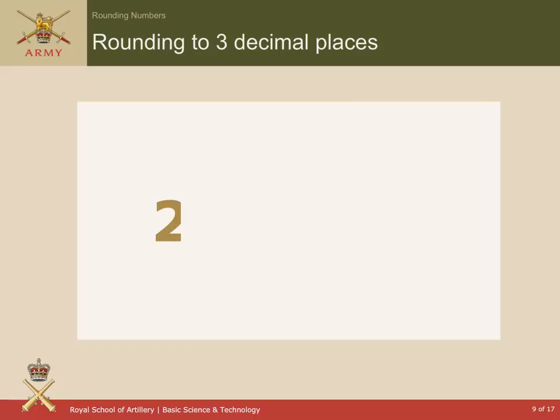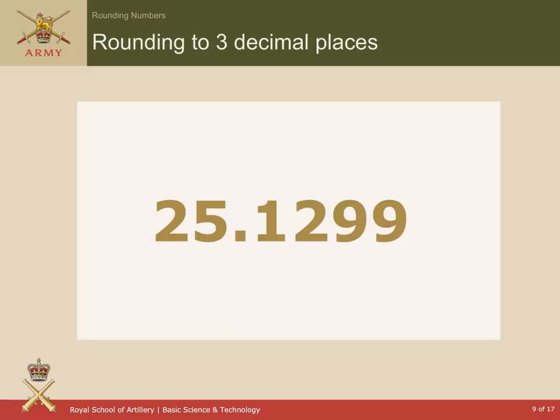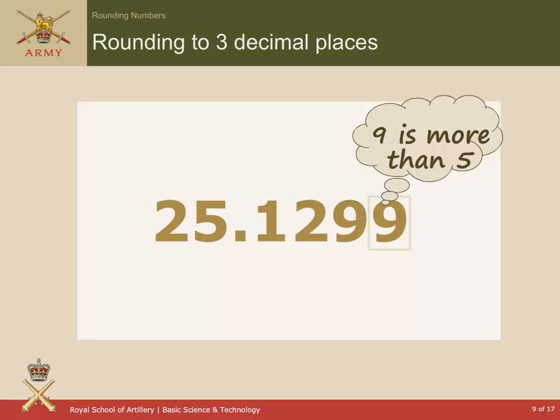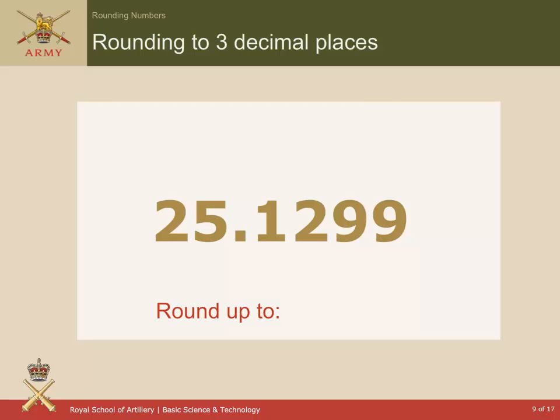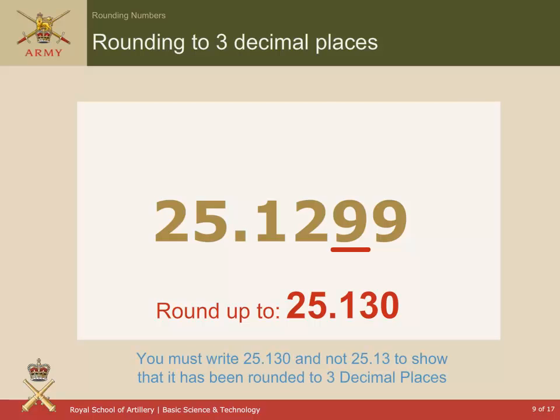Another example, 25.1299. Third decimal place is that first 9, the fourth decimal place is the second 9. Is that greater than 5? Yes, it is. Therefore, we're going to round it up to a 0. It means we carry 1 forward, and we end up with 25.130. So we rounded up the third decimal place 9 to a 0, but we had to carry the 1 forward. And note, you have to write 25.130 and not 25.13, because that shows you've rounded to 3 decimal places, not 2.